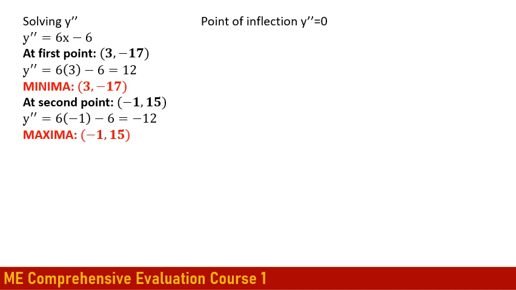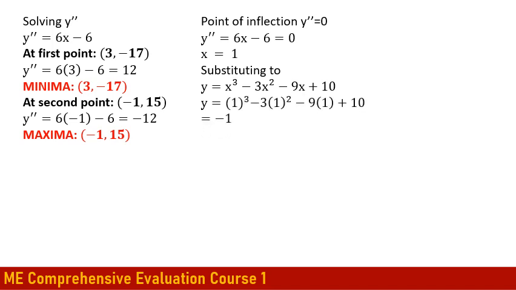The point of inflection can be solved by equating y double prime equal to 0 and solving for the ordered pair. So our y double prime is 6x minus 6. We equate it to 0 and obtain the value of x equals 1. At x equals 1, we can get the value of y from the given equation. So that is negative 1. Therefore, our point of inflection is the ordered pair (1, -1).